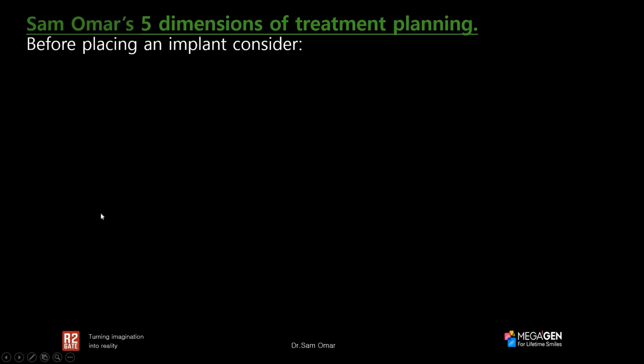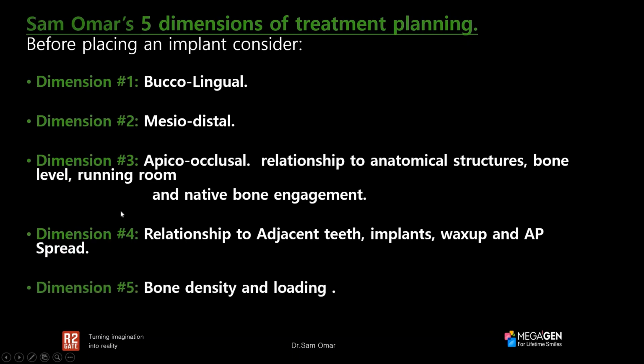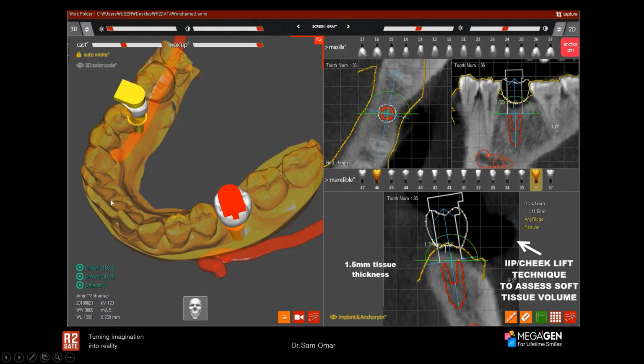And I always plan based on the 5 dimensions of treatment planning. So this case was planned based on the 5 dimensions. And because I scanned my patient using the cheek cleft technique, I was actually able to push that tissue away. And because I pushed the buccal tissue away, I was able to measure exactly how thick the soft tissue was. In this case, the thickness of the soft tissue was only 1.5 millimeters, which means that it was pretty thin.